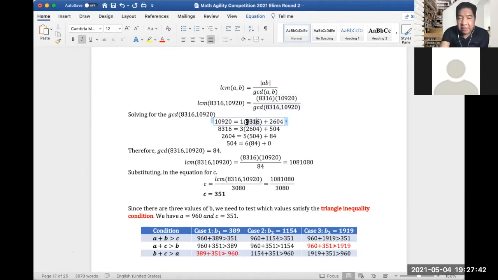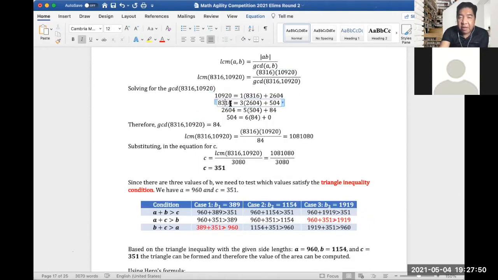So we found out that this is 1 times 8316 plus 2604, and then whatever we used here would be the number on the left-hand side of the equation, and then we find out the factor of that in terms of 2604 until we reach a value that has no remainder. So the 0 means there's no remainder, so it's exactly 6 times 84 is equal to 504. Therefore, our GCD for 8316 and 10920 is 84.